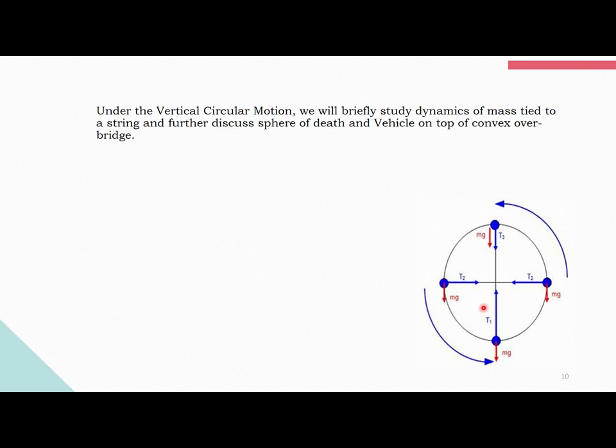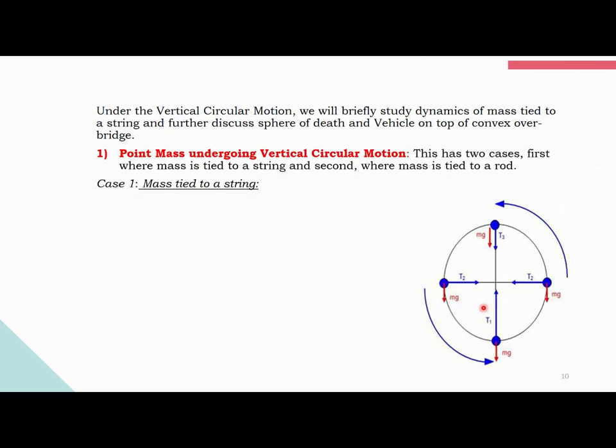Under the vertical circular motion, we will briefly study the dynamics of a mass tied to a string and further discuss the spear of death and a vehicle on top of a convex overbridge. Number 1. Point mass undergoing vertical circular motion. This has two cases. First, where a mass is tied to a string, and second, where a mass is tied to a rod. Case number 1, mass tied to a string.